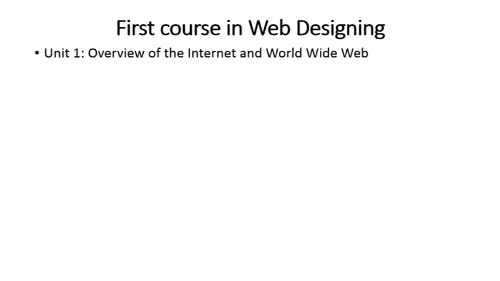Unit 1, let's talk about Unit 1. Unit 1 gives an overview of Internet and World Wide Web, basically more of what we just talked about. What's Internet, what's World Wide Web, what's a web page, what's a website, what's a home page. Home page is a landing page where when you type the address of the company website, the first page that you go to is called home page.